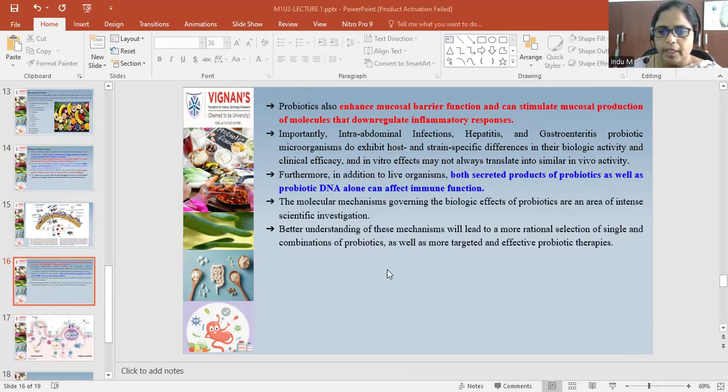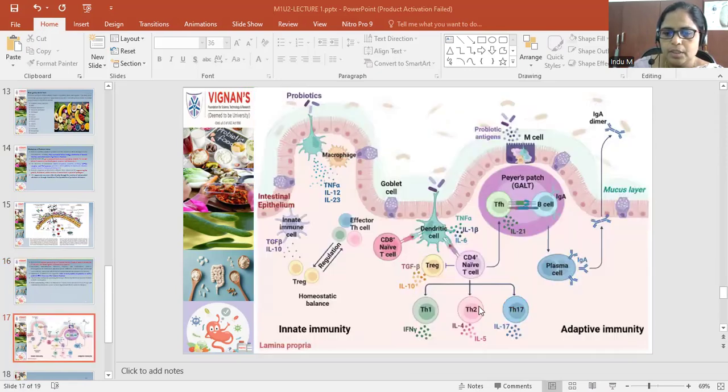So based on these mechanisms, you can choose the required strain for your product and you can develop the probiotic therapies. So this is another way of probiotic acting in innate immunity as well as the adaptive immunity.